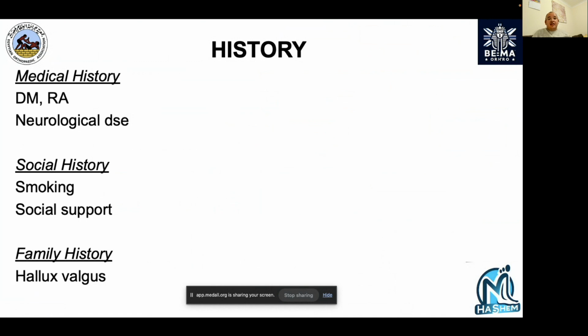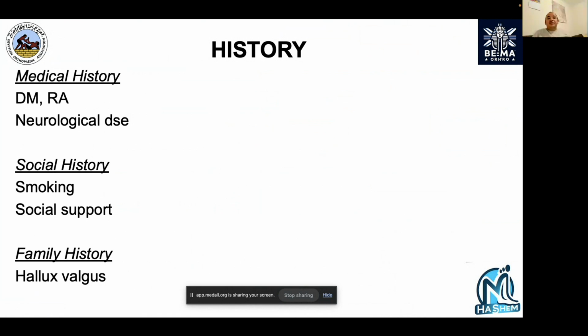You have to remember to ask about the social history, especially smoking. Smoking doubles the risk of infection and non-union in foot and ankle surgeries, which is very worrying and very risky.